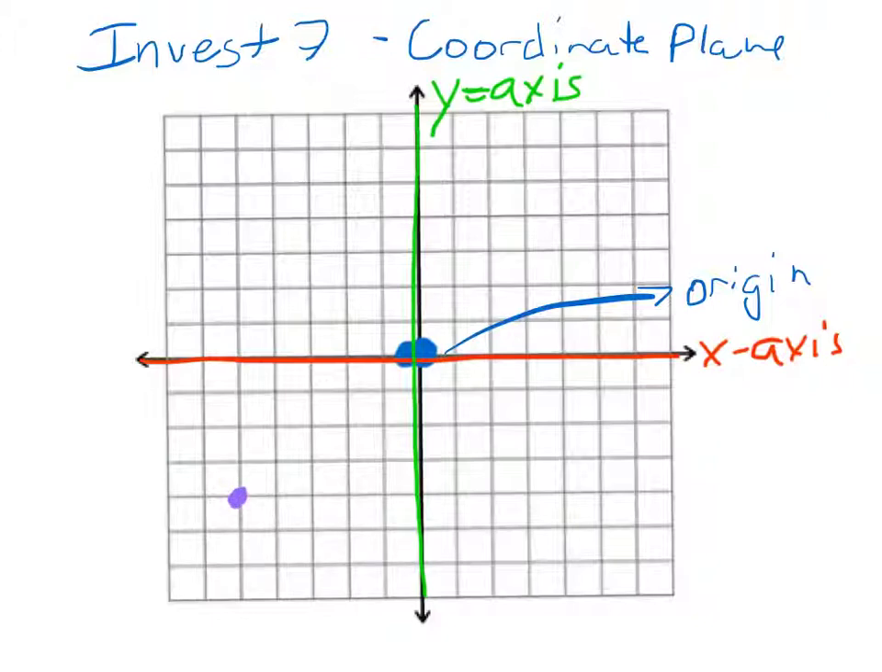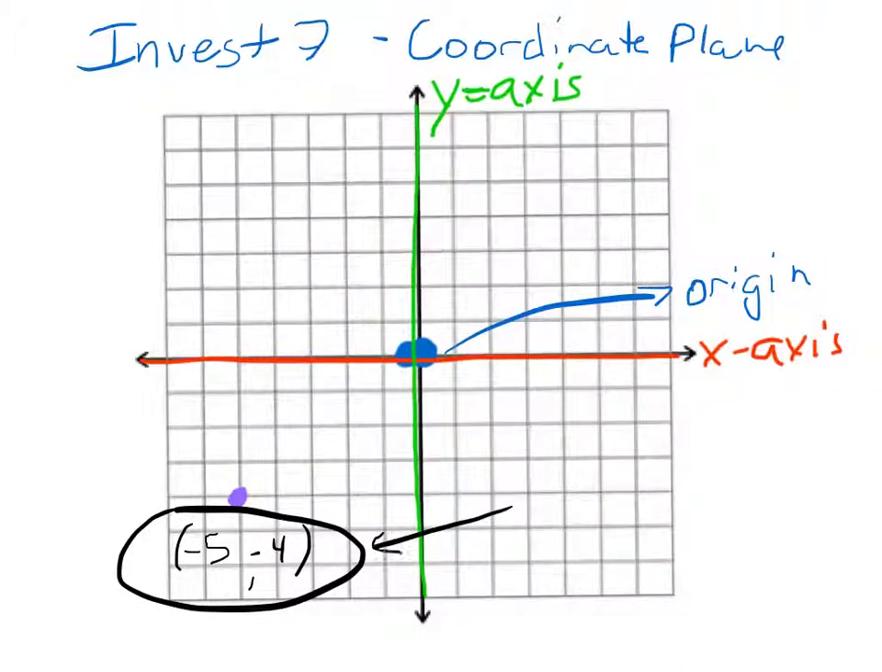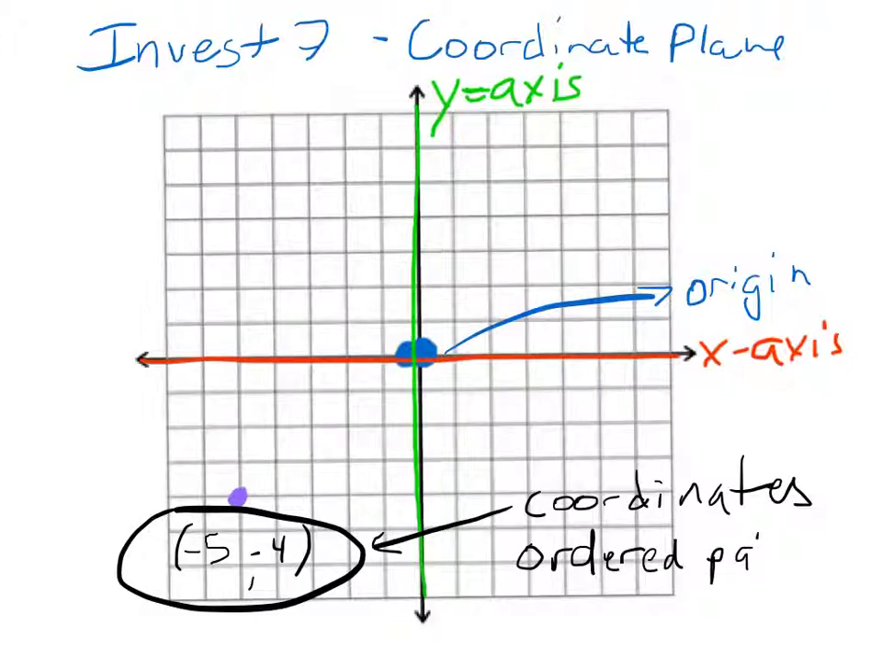Let's put it right here, and we will give that a number then. Let's see, it's 1, 2, 3, 4, 5, so it's a -5. 1, 2, 3, 4, -4. This type of thing right here, this is called the coordinates, and it can also be called an ordered pair, because they're a pair of numbers and they order us, they tell us where we need to be.